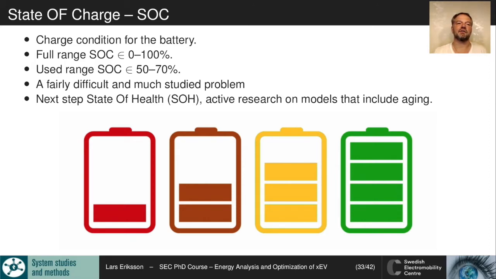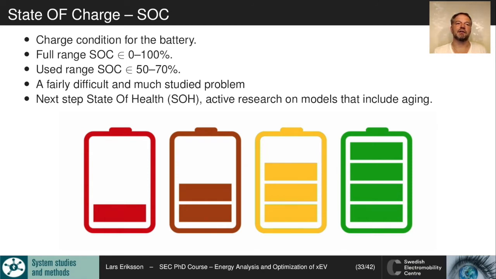To estimate the state of charge is a fairly difficult and much studied problem. State of health is used to say what is the health of the battery and how much energy can we get in it and how much power can we take out of the battery.